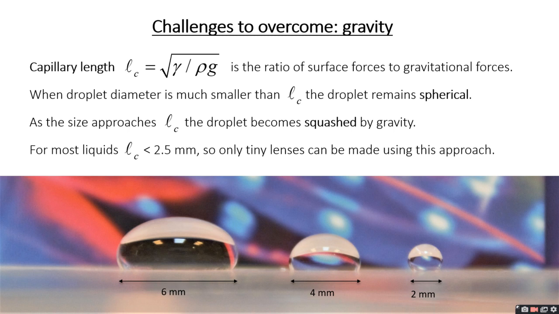The effect of gravity on droplets can be characterized by a length parameter called the capillary length. It represents the relative importance of surface tension to gravity in a fluidic system. Here gamma is surface tension, rho is the liquid's density, and g is Earth's gravity. Droplets with diameters smaller than their capillary length will remain spherical due to the dominant effect of surface tension. Beyond the capillary length, which is smaller than 2.5 millimeters for most liquids, gravity dominates and flattens the droplet. This is why when we spill a cup of coffee on a table, we end up with a puddle instead of a huge spherical coffee lens.